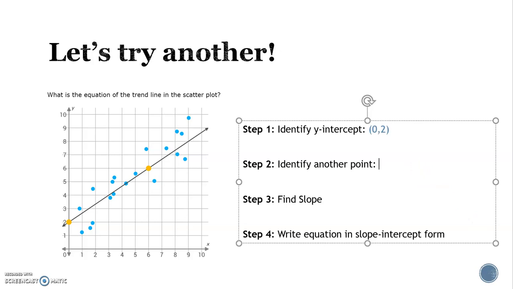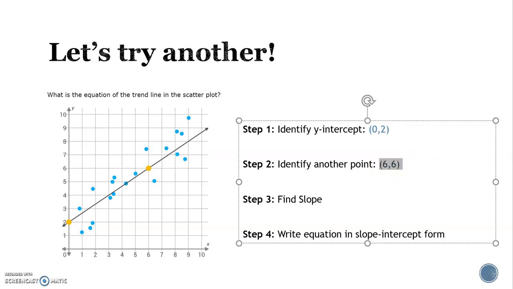I need to identify another point. Again, I try to find one that intersects perfectly. I identified (6, 6), but there are several others. Look, (3, 4). This one up here, (9, 8). Those just make it easy because they're not decimal values at all. But you can identify decimal values; there's nothing wrong with that. So (6, 6) is going to be my other sample point.